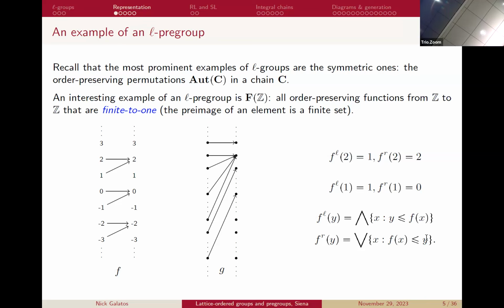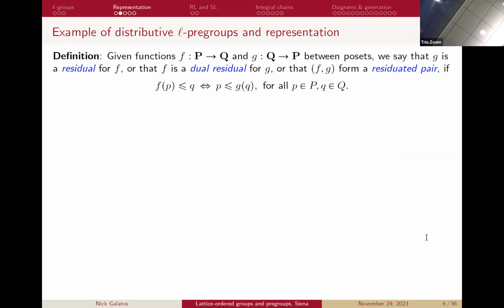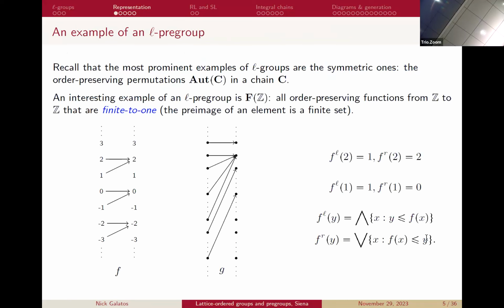Okay. Yes, exactly. Enough to consider functions that are finite to one and onto, which is having a finite to one, and at the same time also no, because then L is one.